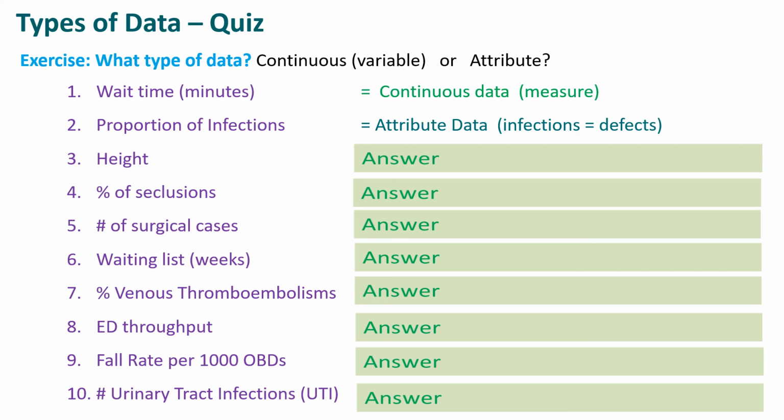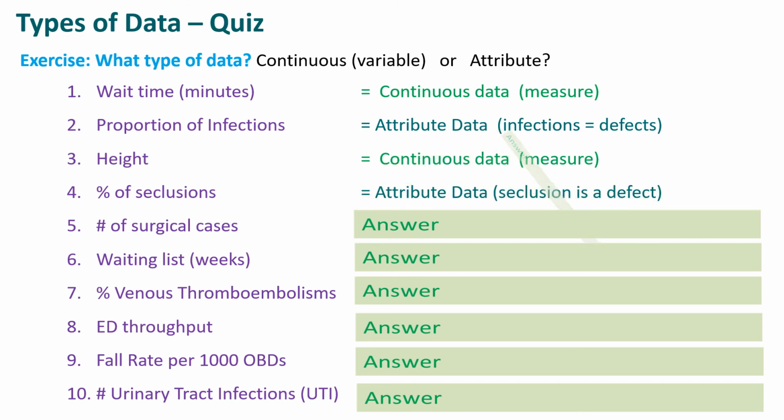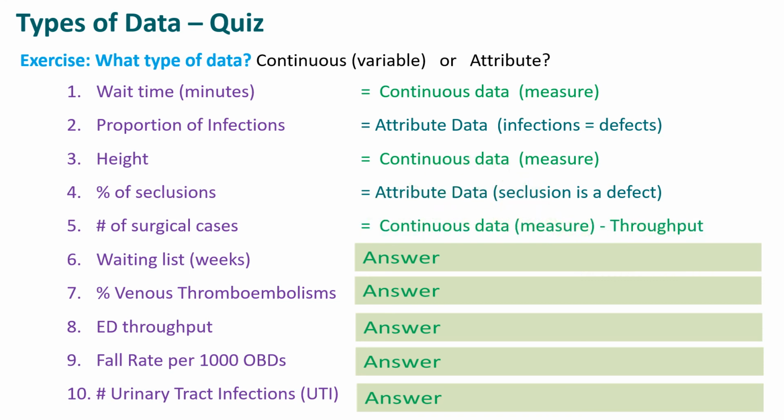Height, is it continuous or attribute data? And the answer is, it's continuous data as it's a measure. Percentage of seclusions, is this continuous or attribute data? The answer is, it's attribute data as seclusions are seen as a defect or a non-conformity. Number of surgical cases, is this continuous or attribute data? It's continuous data as it's a measure of throughput.